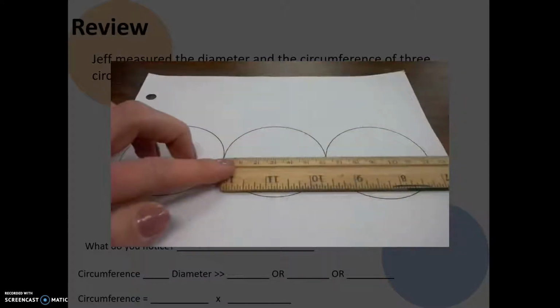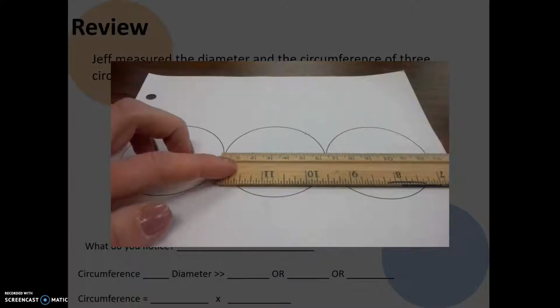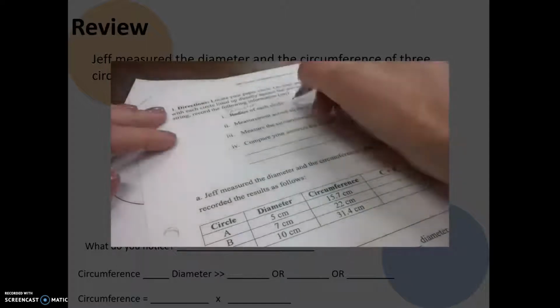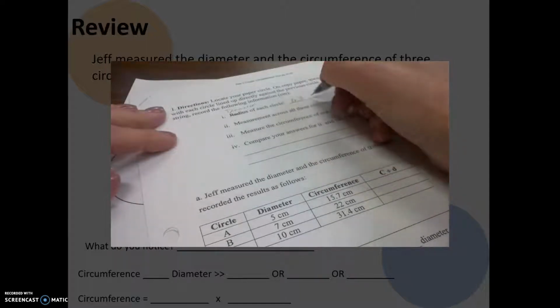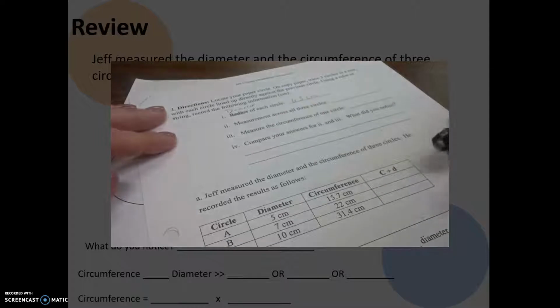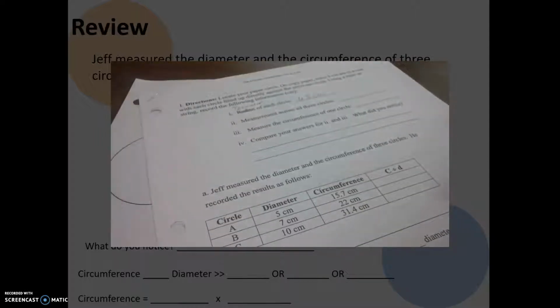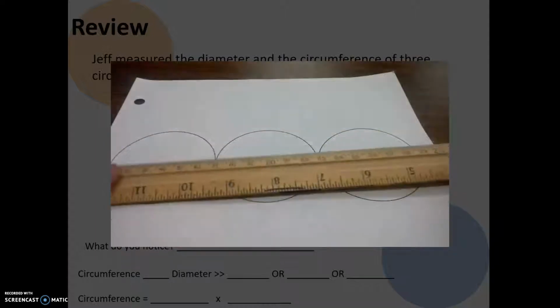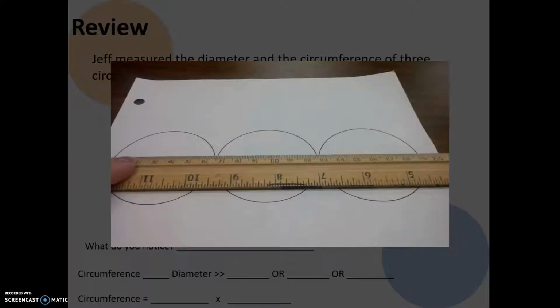So I'm going to measure the center circle, and we're measuring it in centimeters, and it looks like the diameter is just a little bit over 6. It's probably about 6 1/3. Okay, so I'm going to write that up here. So let's see, 6.3 centimeters. Okay, now I want to measure across all 3 circles. So let's do that here. I'm going to measure across all 3.